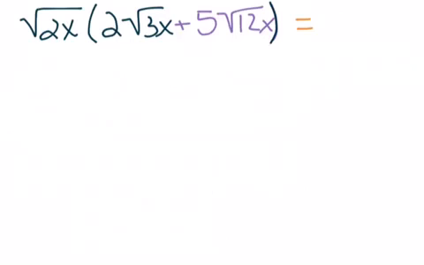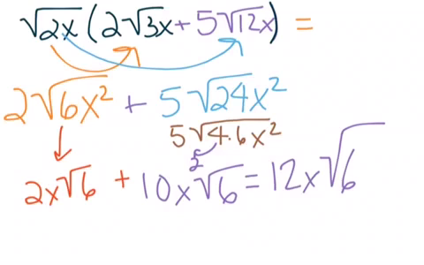So right now I want you to pause the video, hit play whenever you're ready to see if you did it correctly. Alrighty, so your final answer should be 12x square root of 6. There are no perfect squares in 6, so 6 stayed inside the square root sign.